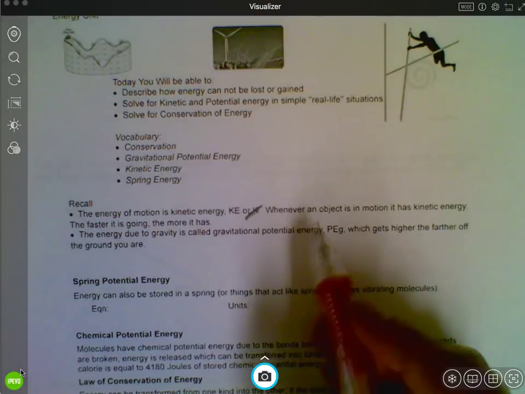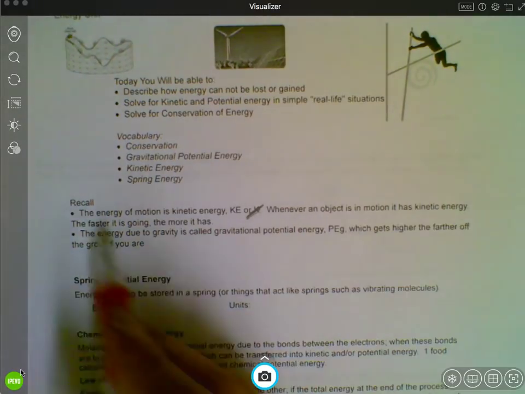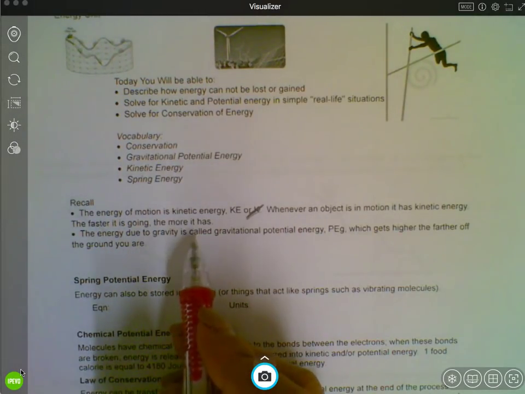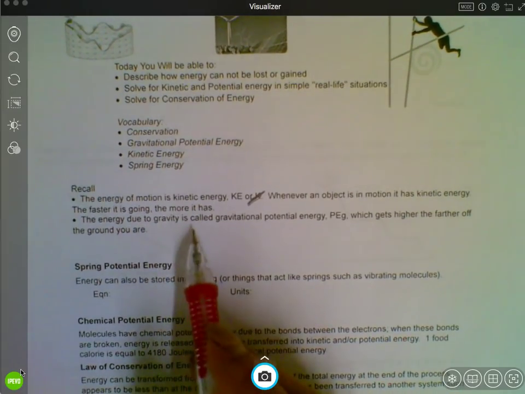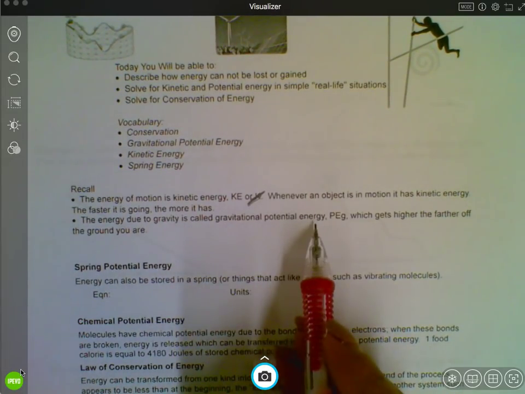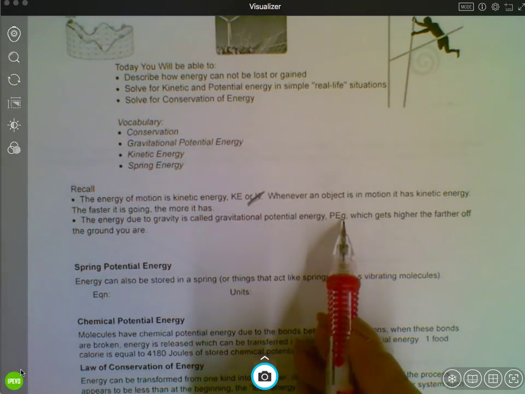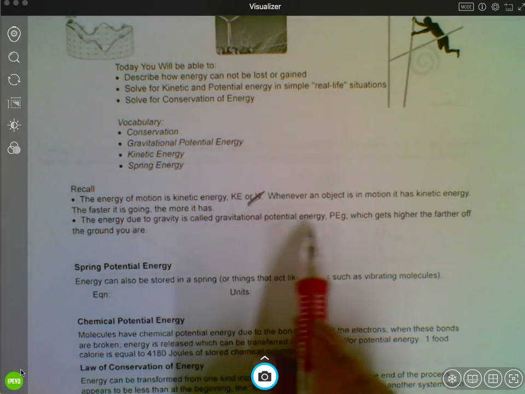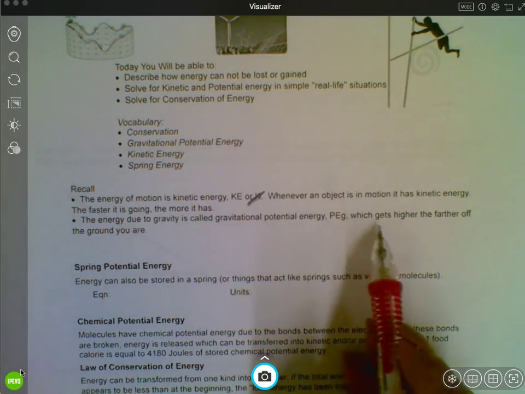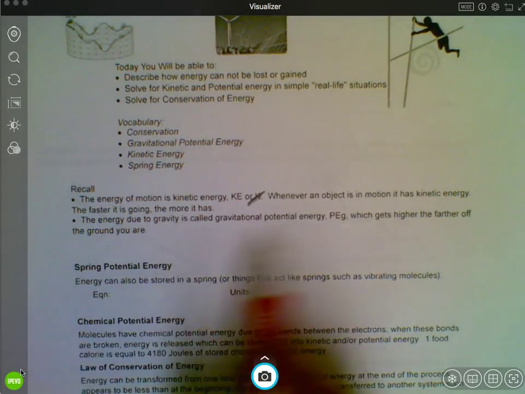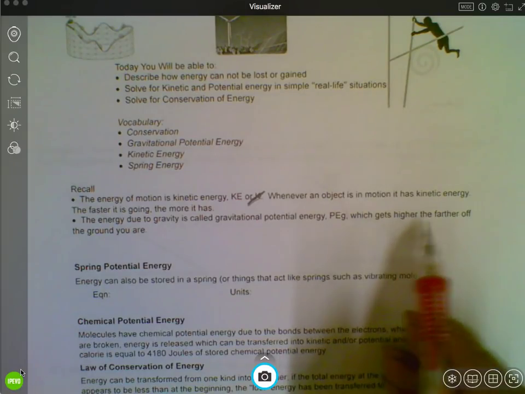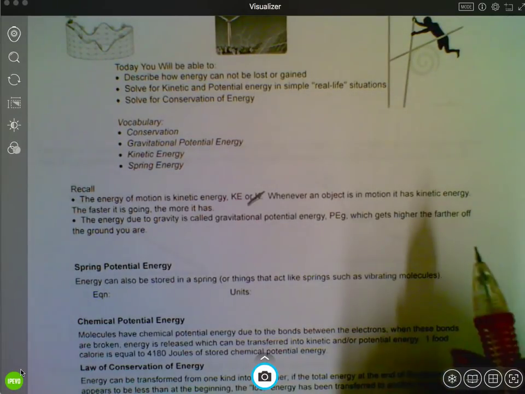All right, so whenever an object is in motion, it has kinetic energy. The faster it's going, the more it has, okay? The energy due to gravity is called gravitational potential energy, or PE with a little g. We're going to specify why we have that little g there today. This is the stored energy based on the object's height, which gets higher the farther off the ground you are. So basically, the higher you get, the higher the potential energy is, okay?